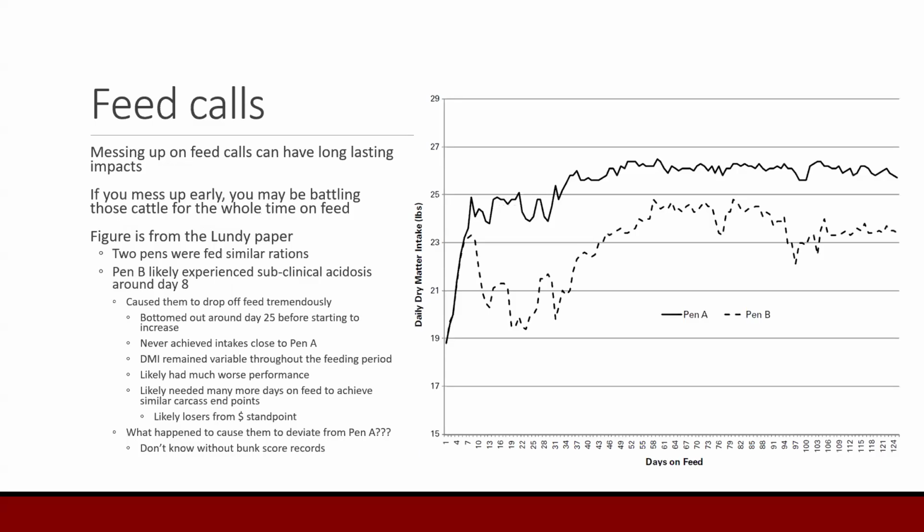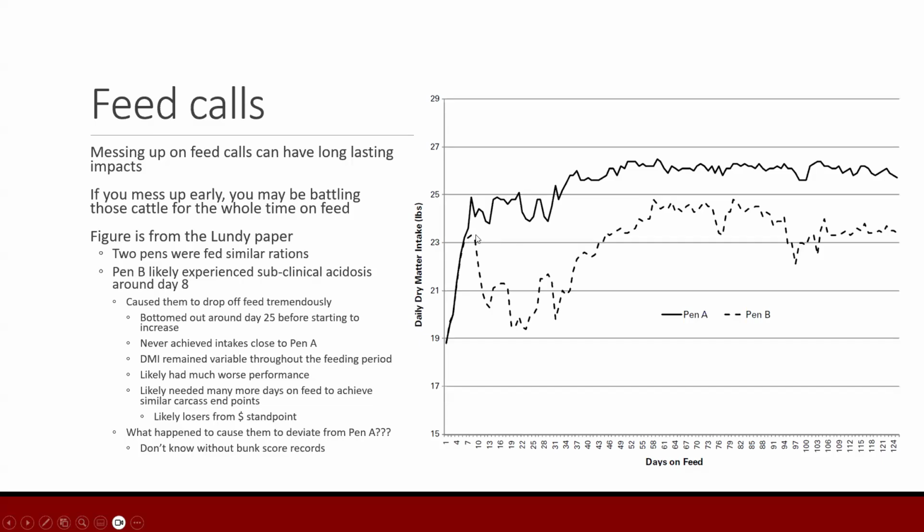So messing up feed calls can have long-lasting impacts. Here we have two pens, pen A, pen B. If you mess up cattle early, you'll probably be battling these animals for the rest of the time that they're on feed. So this figure is from the Lundy paper, the paper that outlines the bunk scoring system. They had two pens that were fed similar rations. Pen B, this dashed pen, experienced some kind of perturbation around day 8.